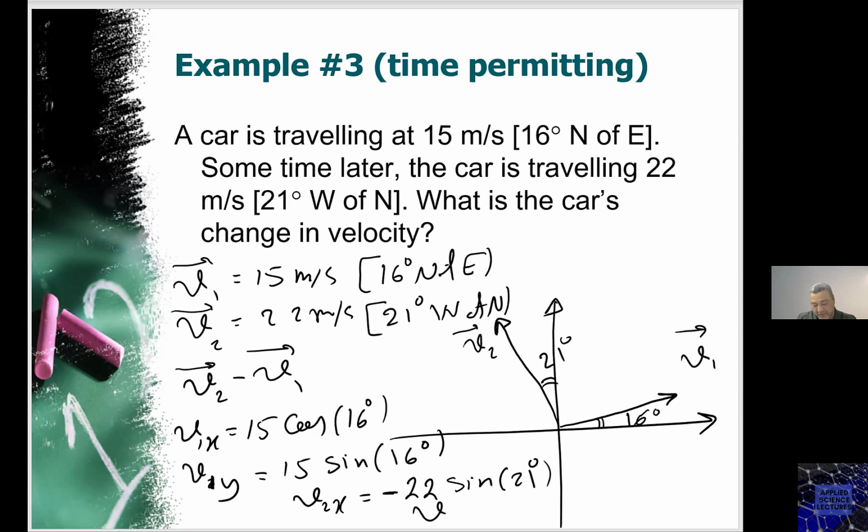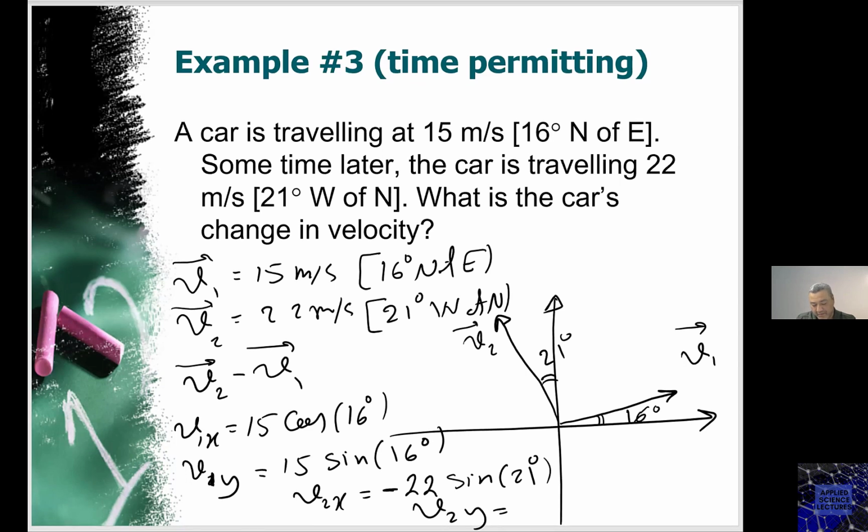What is V2y? Hopefully cos. It is cos, but is it positive or negative? Look at it. Positive. The y value is positive and the x value is negative. You're absolutely correct. So that's it.